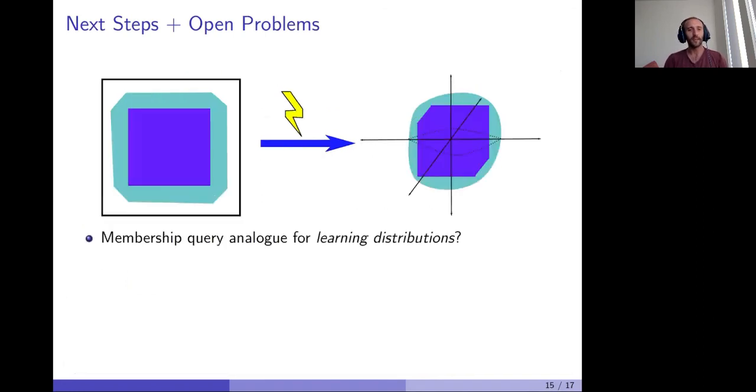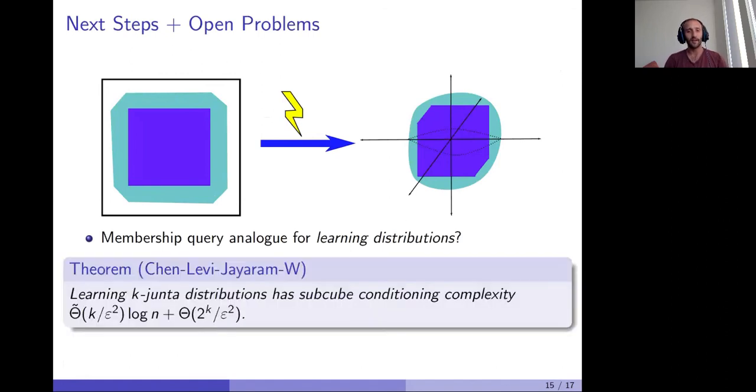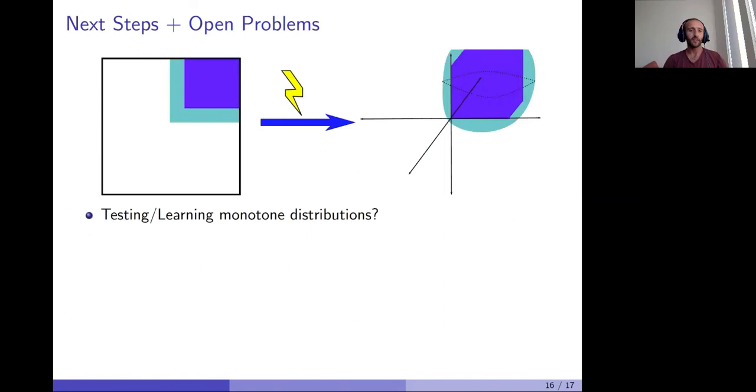Another open problem is to think about this subcube conditioning query access as a membership query analog for learning distributions. And these are the results that I mentioned that are joint with Rajesh Jayaram, where we used it to learn k-Junta distributions from subcube conditioning. And we have some new algorithms using these connections between the random restrictions and the mean vector in order to learn k-Junta distributions optimally.